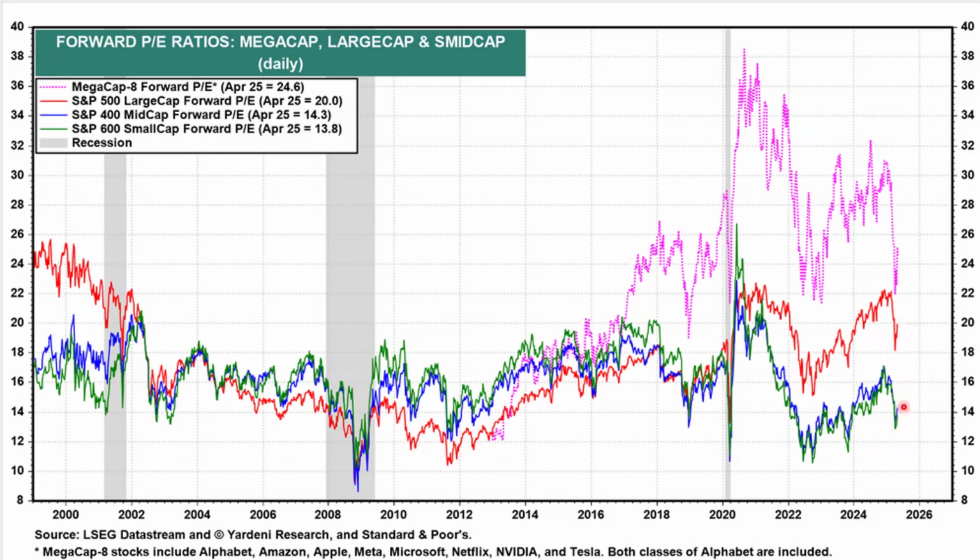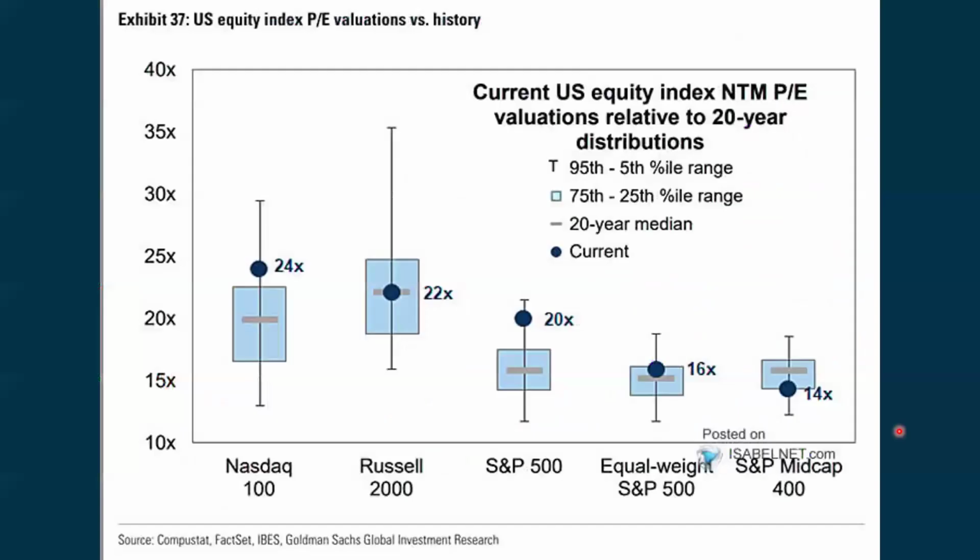Then we look at the mid caps and the small caps. Those are in green and in blue, and they're bumping up a little bit with the rest of the market, but they're still coming in under that 15 level. So they're still at the lower end of the fairly priced model, where the mid caps are coming in at 14.3 and small caps are coming in at 13.8.